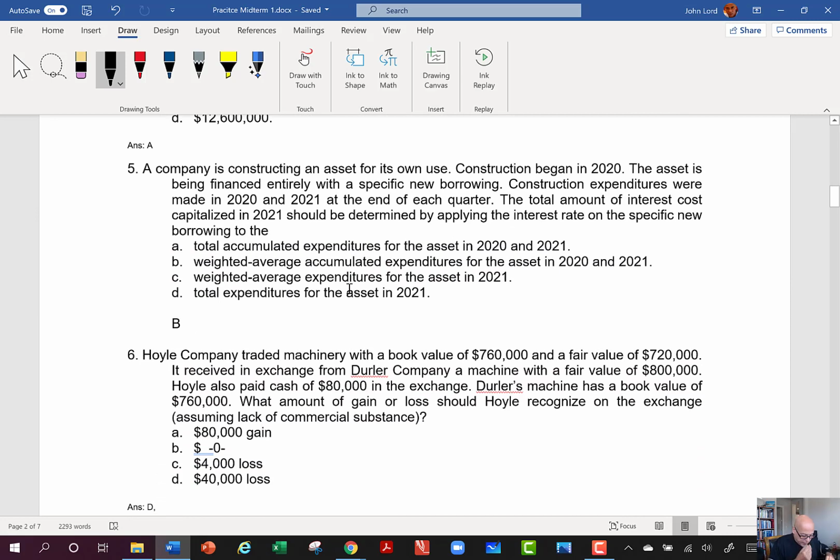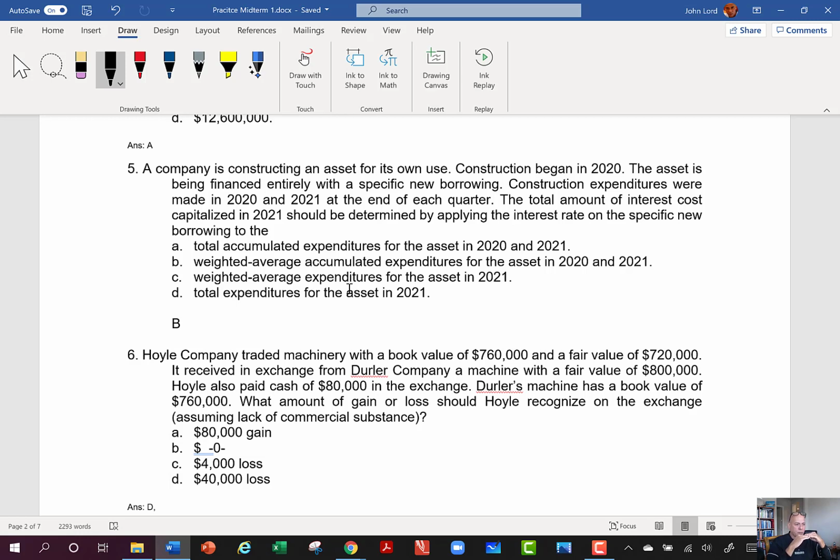Let's take a look at number 5. A company is constructing an asset for its own use. Construction began in 2020. The asset is being financed entirely with a specific new borrowing. Construction expenditures were made for 2020 and 2021 at the end of each quarter. The total amount of interest costs capitalized in 2020 should be determined by applying the interest rate on the specific new borrowing to... okay, capitalization of construction period interest. What were the rules? We have to be making expenditures for the construction. They were.